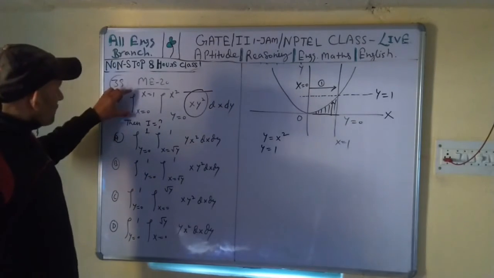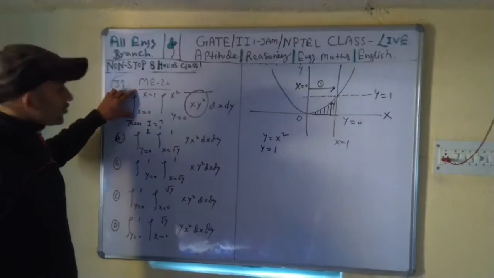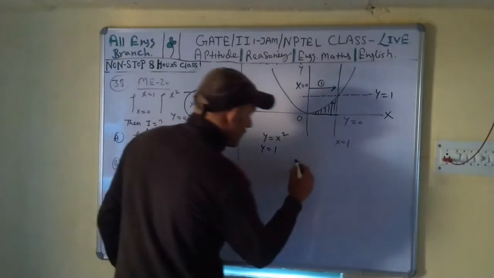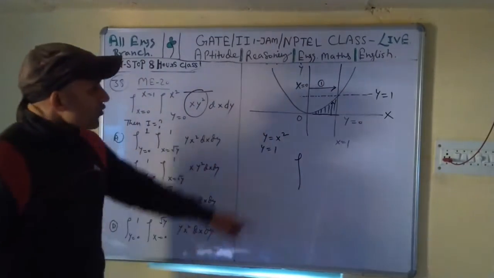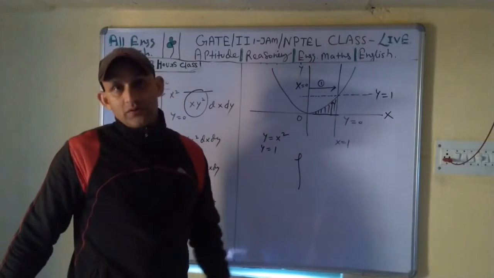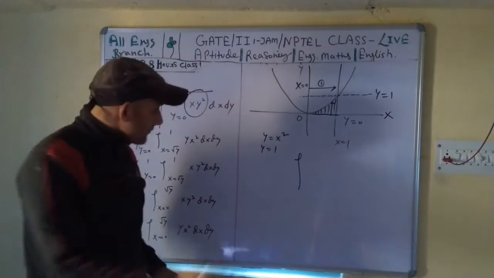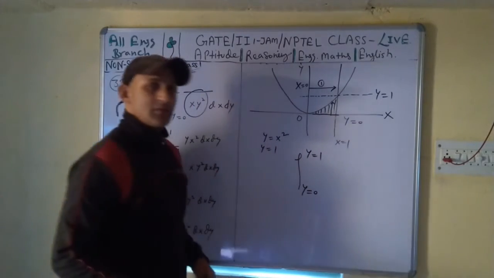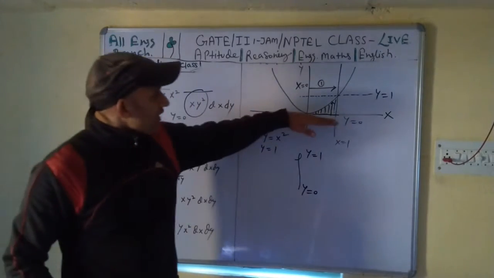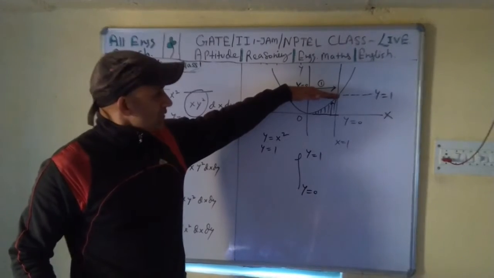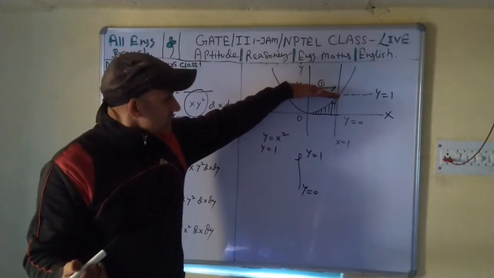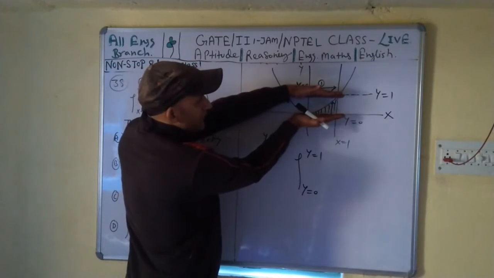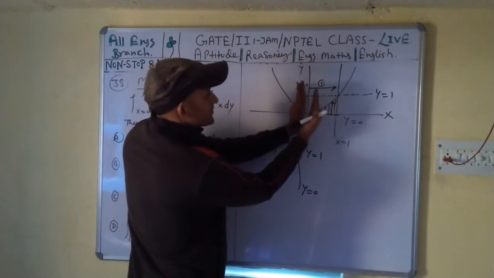Okay. So that is your first condition, x is equal to 0 to x is equal to 1. And second condition, y is equal to 0 to y is equal to x square. Now, I am taking y is equal to 0 to y is equal to 1. I am not taking y is equal to 0 to this. I am taking y is equal to 0 to y is equal to 1. Now, what is the condition for x? This portion we have selected. Now we have to select this portion.